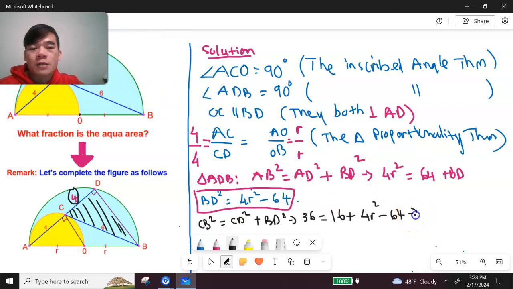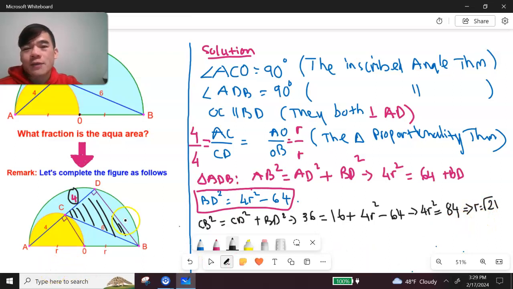All right, so now we just solve for R. We subtract 16 and add 64 on both sides. So we have 4R square equals 36 plus 64, which is 100, and 100 subtract 16 is 84. And we divide both sides by 4 and we take the square root. Since the radius is a positive number, R must be equal to square root of 21. Now we have R equals square root of 21.